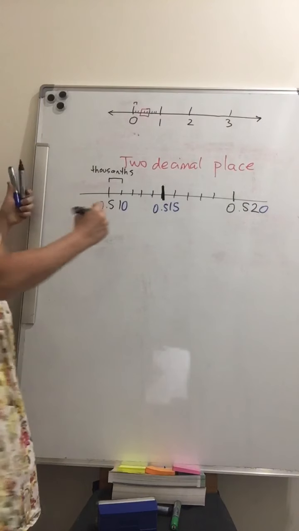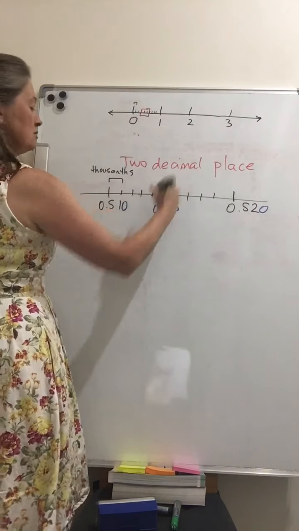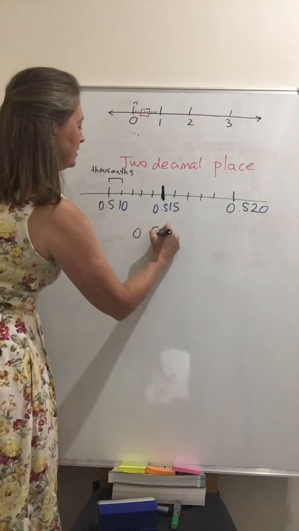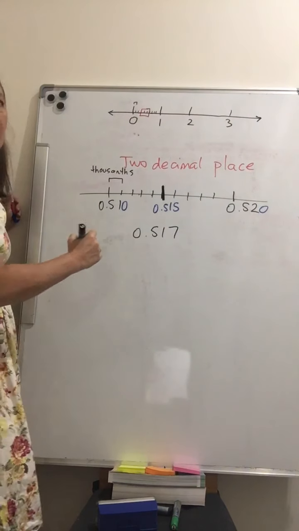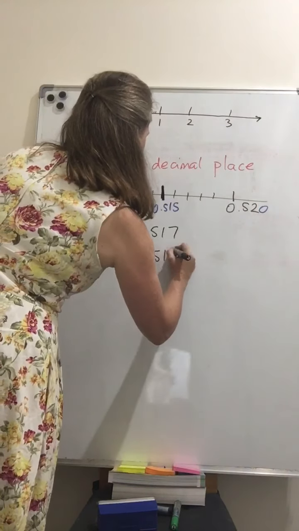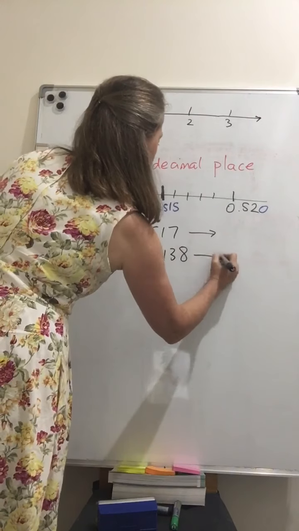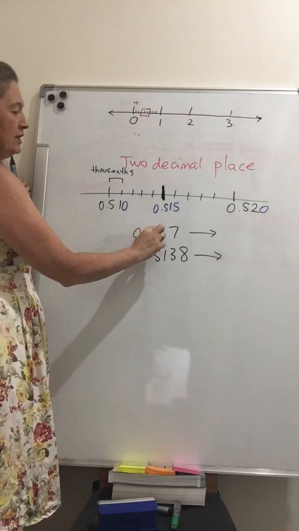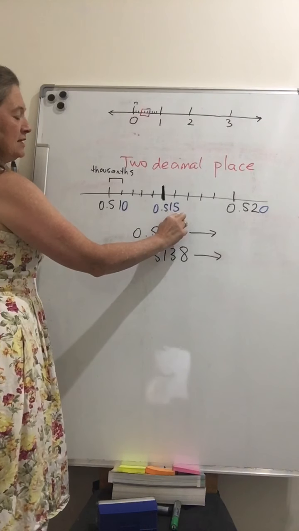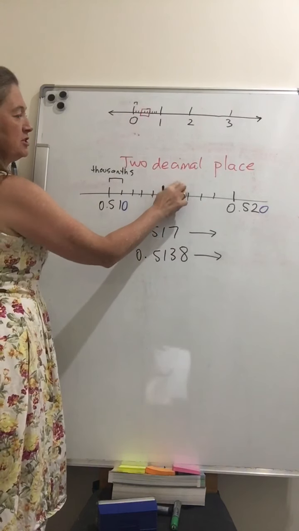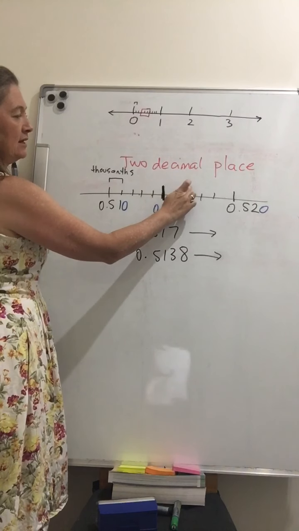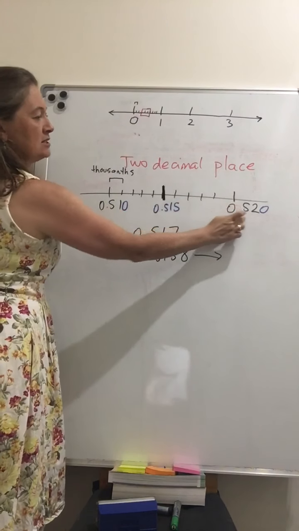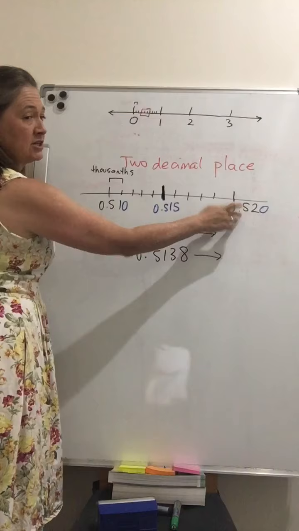All right, so let's round off to 2 decimal places, 0.517 and 0.5138. Okay. Looking here, we've got 515 here. 517 would be just over here a bit, into there. We can see that it's closer to this one here. So that's using the number line.